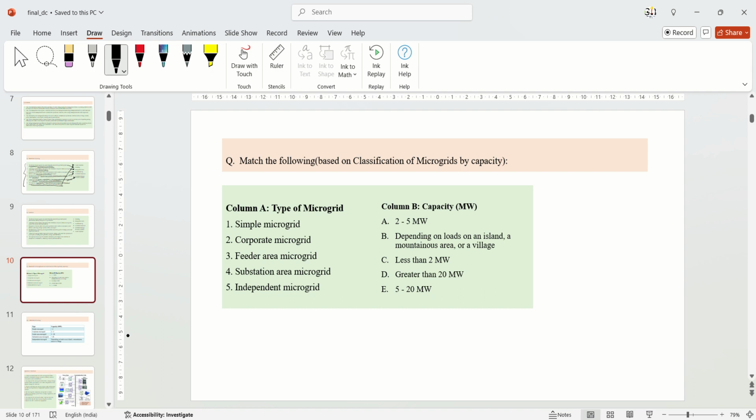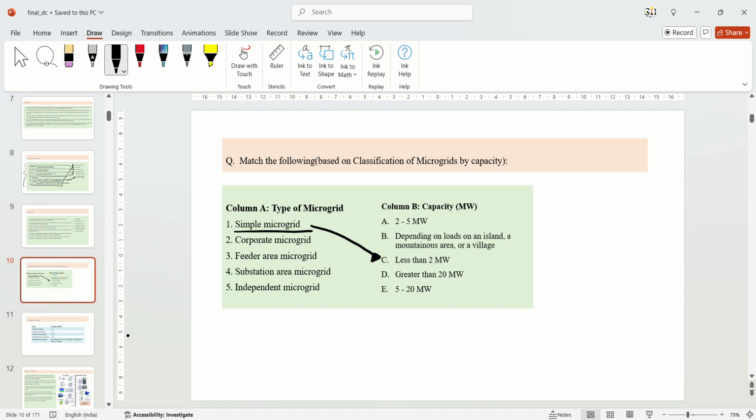Okay, let me give the solution for this question. That is related to the types of microgrid, and the right side is what is the capacity related to that. So the first type of microgrid is the simple microgrid. Simple microgrid is actually the capacity of less than 2 megawatt. It can be seen from this name itself, that is simple microgrid, which is lower than all the above, which is shown here.